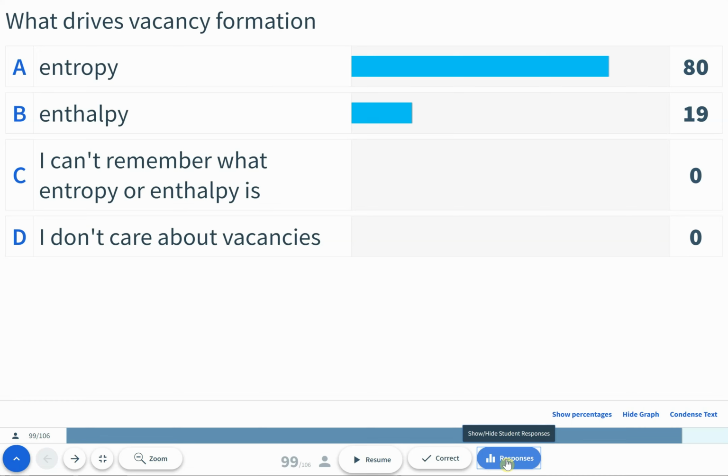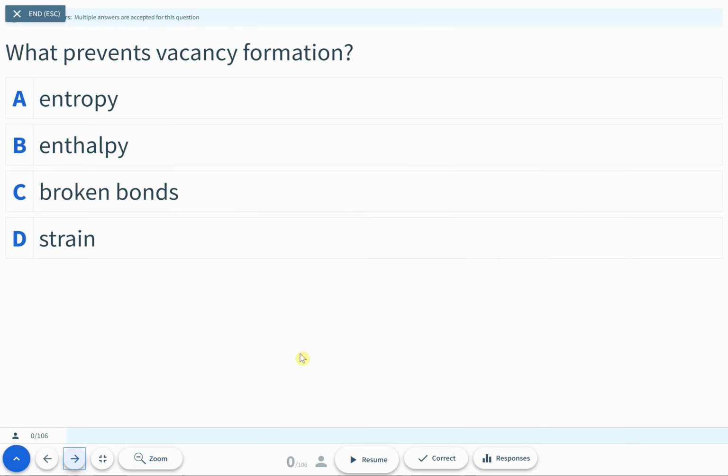So that leads us to our next question. If entropy does dominate why vacancies are formed, why isn't it the case that every single crystal, the aluminum in this pen, is 50% filled and 50% vacant? Let's go to our next question. What prevents vacancy formation? This should be pretty straightforward.